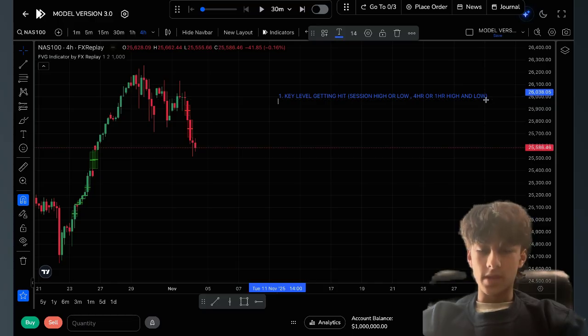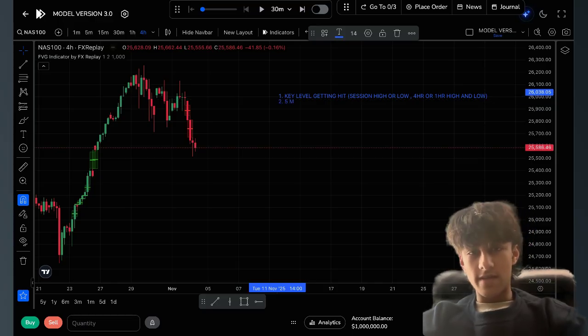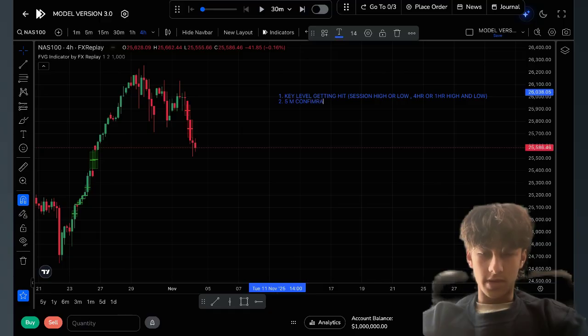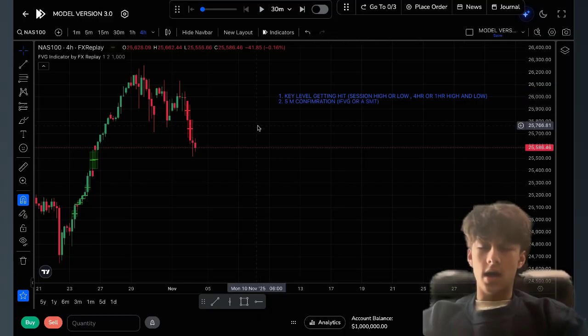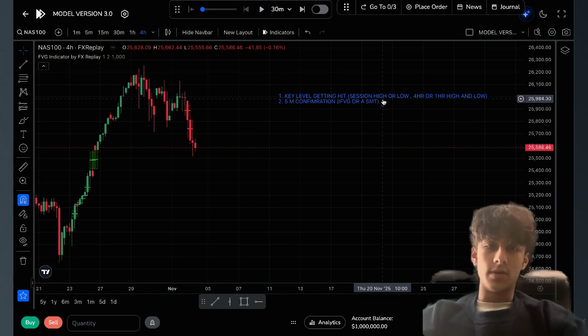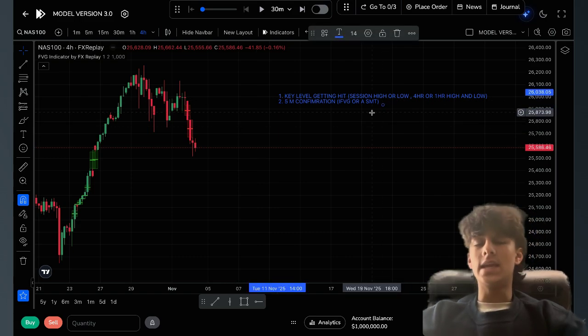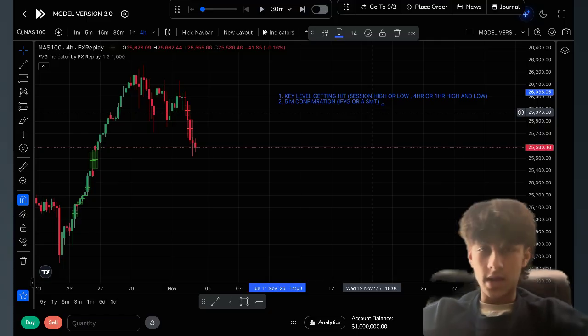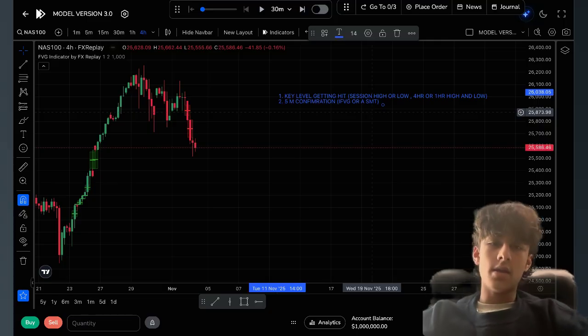Then from there, we go on to step two. My step two is a 5 minute confirmation. Normally for me, it's either an inverse fair value gap or an SMT in the direction I want. So say a high time frame high, a key level high, gets hit and swept out. That's my indication that maybe I'm looking for shorts. Then I wait for a 5 minute confirmation, so say I have a 5 minute SMT at that London high. That gives me confirmation that we are continuing to the downside.